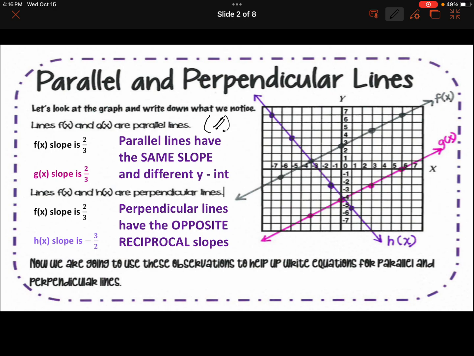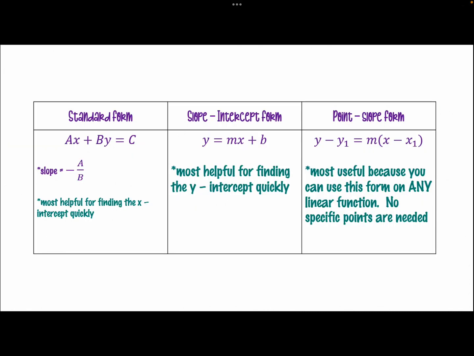Perpendicular lines, however, have opposite reciprocal slopes. So that was the key there. And the abbreviation for perpendicular is what looks like an upside down capital T. And on this one, we don't need to worry about the y-intercepts because they're not the same line since their slopes are different. So parallel lines, same slope, different y-intercepts. And perpendicular lines have opposite reciprocal slopes. So we are going to use that information as we work through today's activity.